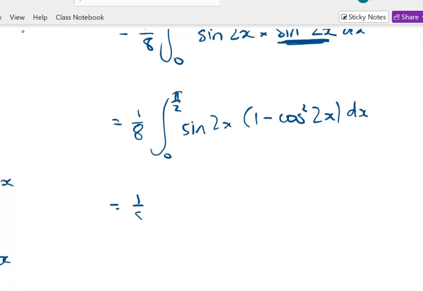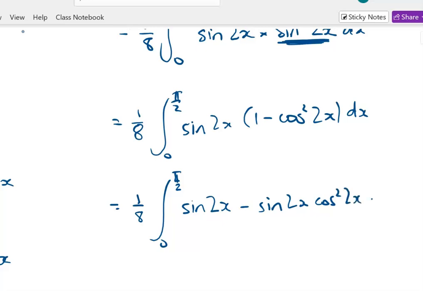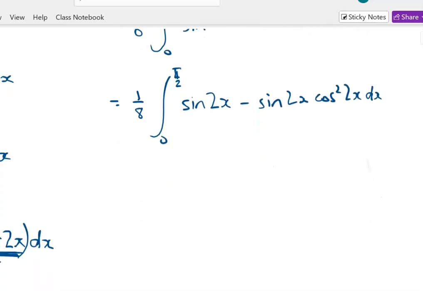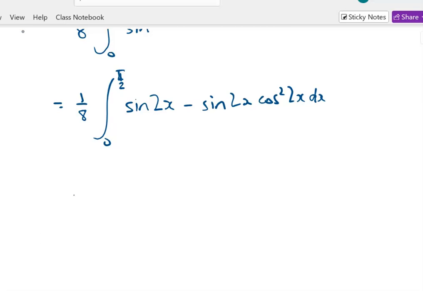And we can expand out those brackets, and now nearly all the hard work is done. So we have sine of 2x minus sine 2x cos squared of 2x dx. Finally, we're ready to integrate. So we get equals 1/8. We're going to leave a gap for the coefficients.